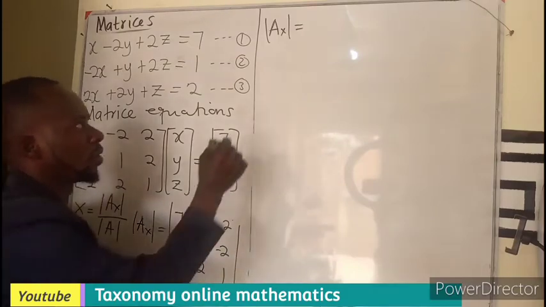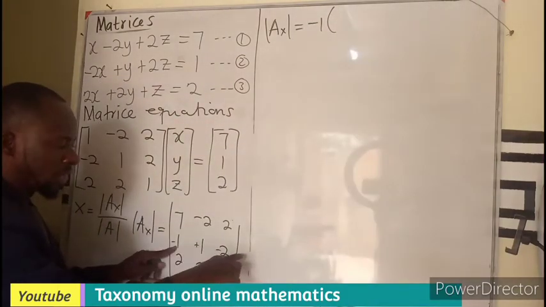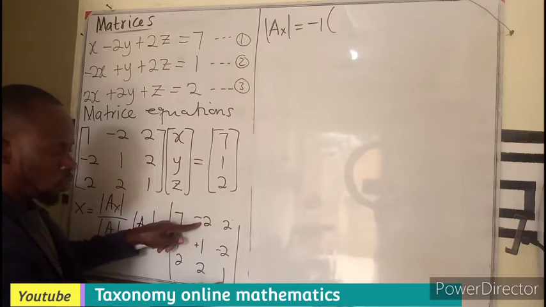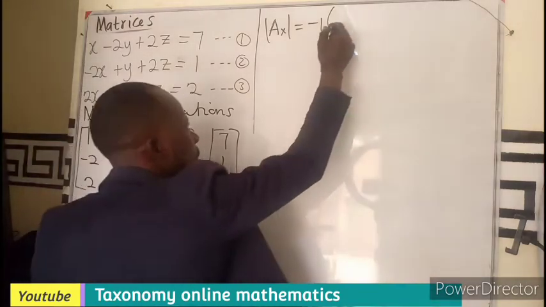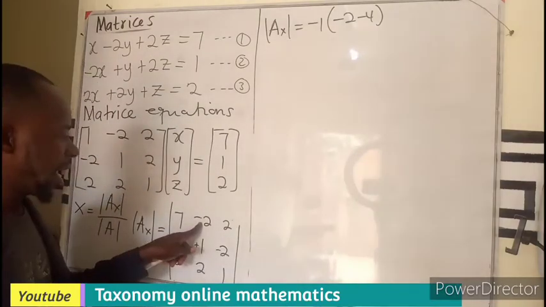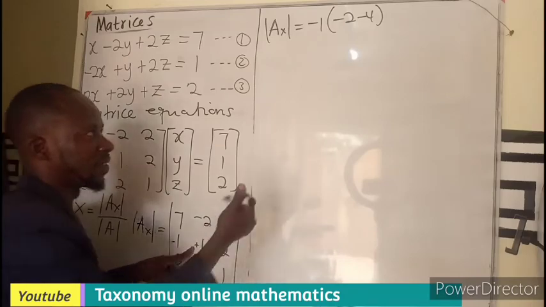So first of all, minus 1 into bracket. The row is going, the column is going. I'm left with 1, 2, 1, 2. So minus 2 minus 4. That is my first one. It should be plus because this is plus.